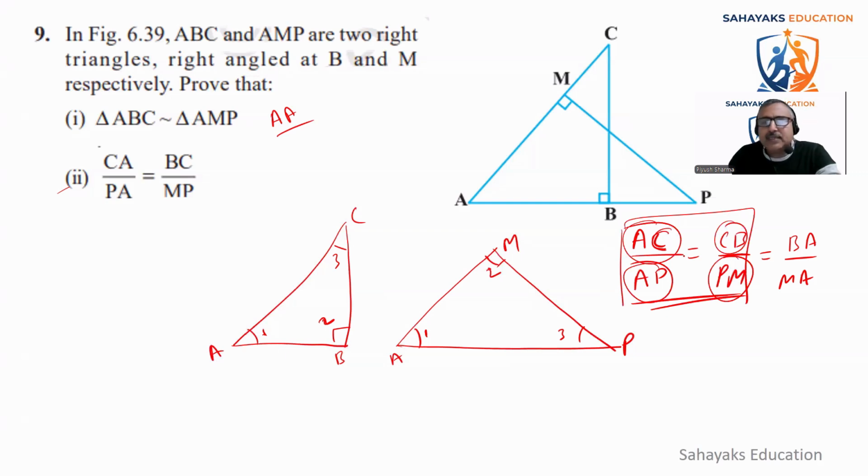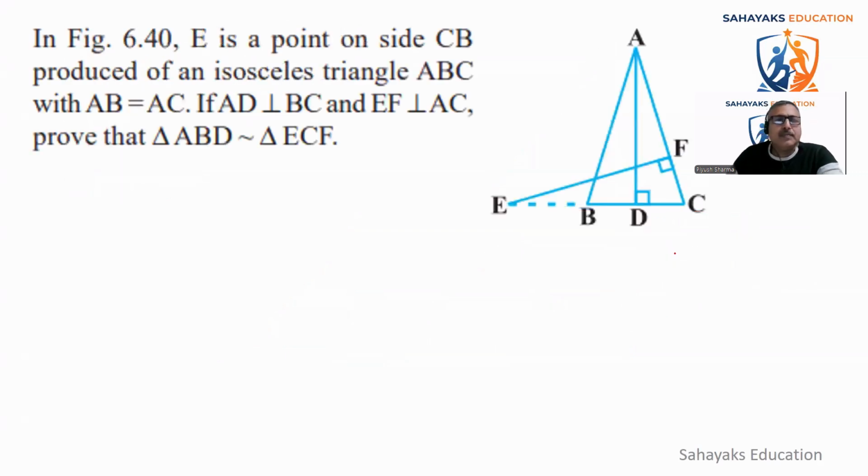Okay, so coming to the next question. In figure 6.40, E is a point on the side CB produced of an isosceles triangle ABC. Wow, this is an isosceles triangle. So I know this angle is equal to this angle. This angle is equal to this angle, with AB equal to AC. Okay, if AD is perpendicular to BC and EF is perpendicular to AC, prove that ABD is similar to ECF.